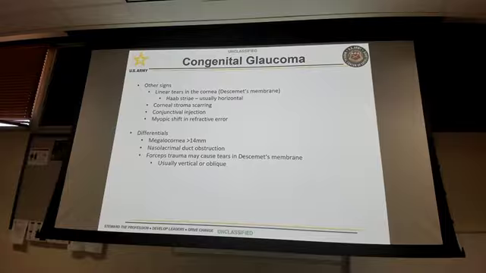You can also have nasolacrimal duct obstruction that can cause a little bit of injection in the conjunctiva as well. But again, you're not going to see that increase in intraocular pressure. The other differential is a forceps delivery, right? And so that can sometimes cause tears in the Descemet's membrane as well, but that pattern tends to be vertical versus that horizontal linear pattern with congenital glaucoma.